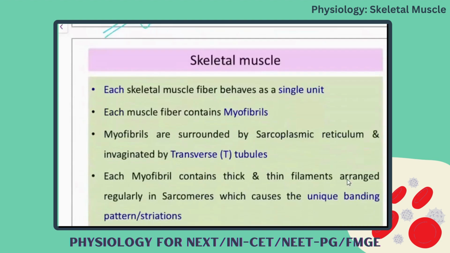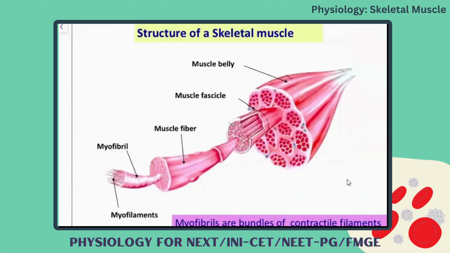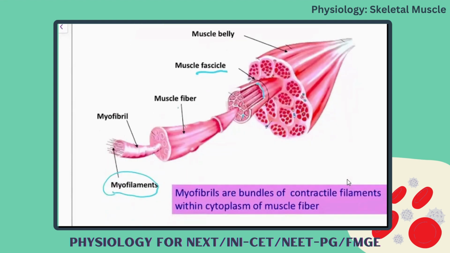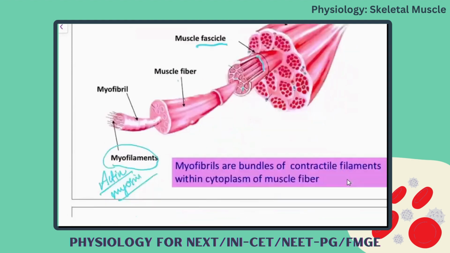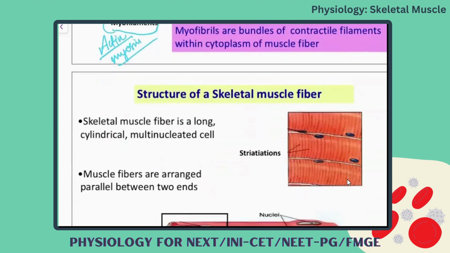This is how the structure of skeletal muscle will be. The outermost is the muscle belly, and inside, if you do a cross section, each muscle belly will contain the outer covering, muscle fascicle, and inside the fascicle you have multiple muscle fibers, and inside the muscle fibers you have the myofibrils, and then it contains myofilaments, which includes what? What are the myofilaments? Actin, myosin, thick and thin filaments. So this is the structure.